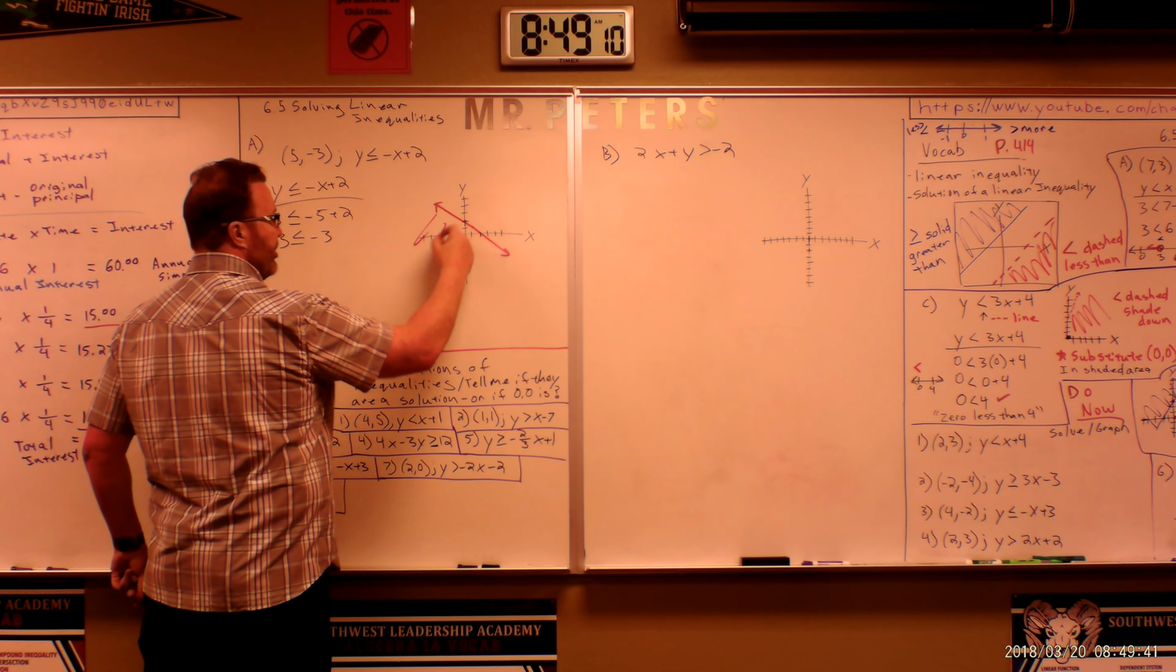Now we're going to go put this ordered pair in, 5 and -3. So our x is 5 and down 3. It's right there. It's within the area. So we write 5 and -3 is a solution. Any questions?